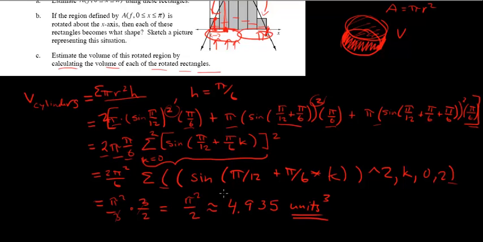So this is important for volume. Okay, so the cylinders make a volume of 4.935 units cubed. Okay, so this concludes Chapter 2, number 55 of CPM Calculus.